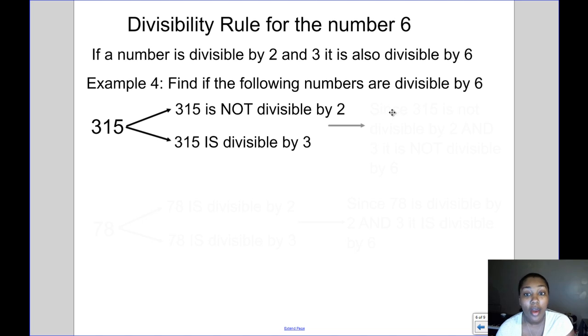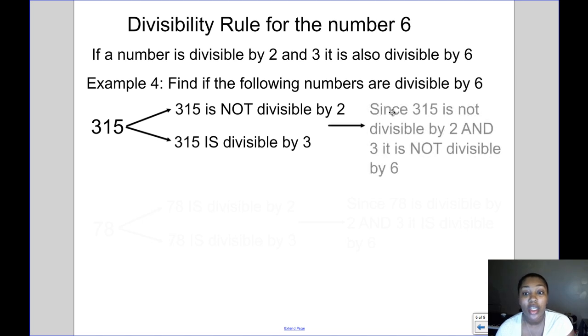However, since 315 is not divisible by 2 and 3, it's not divisible by 6. It has to be divisible by both. So although it was divisible by 3, it was not divisible by 2, which means 315 is not divisible by 6. Our next example is 78.